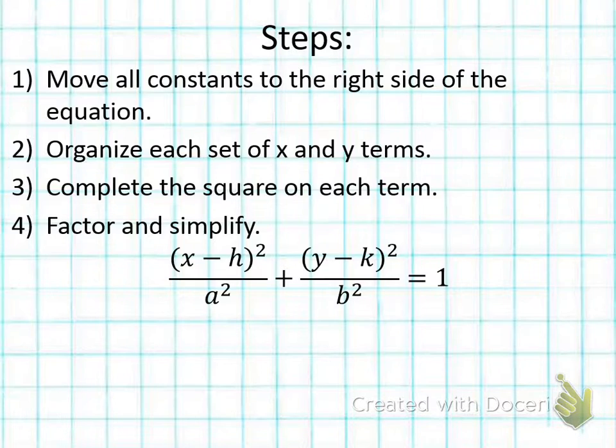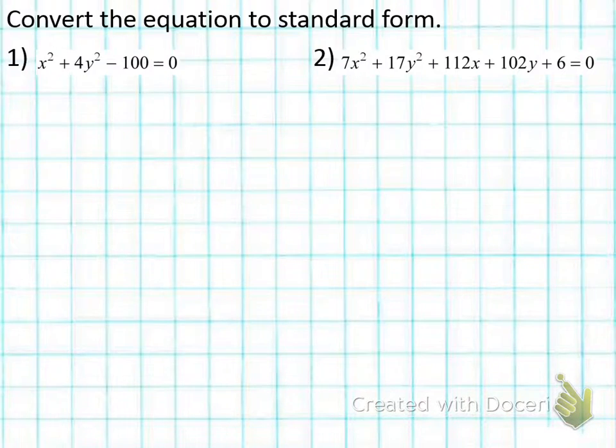Here are the steps for today. Move all constants to the right is always the first step. You want to organize each set of x and y terms, complete the square. If it's possible, factor and simplify. And then, of course, this bottom equation is what it's supposed to look like at the very end here.